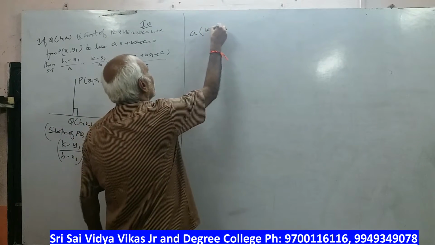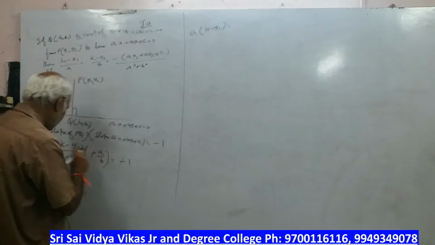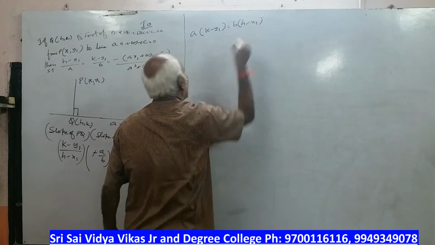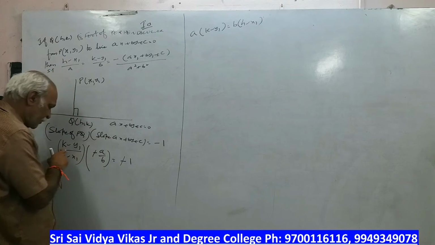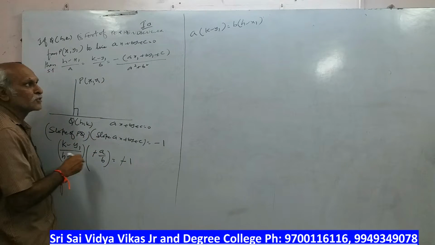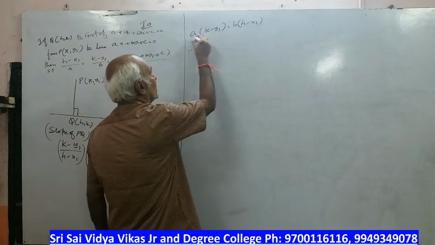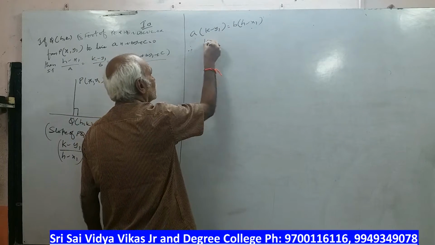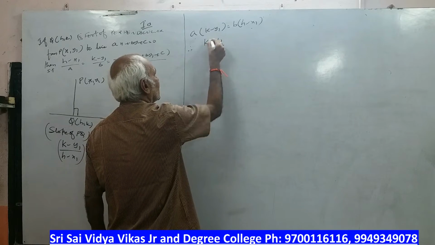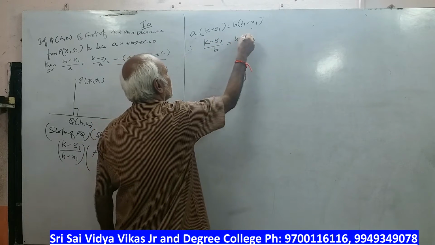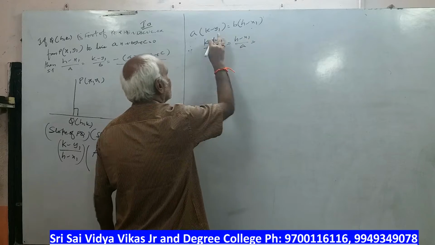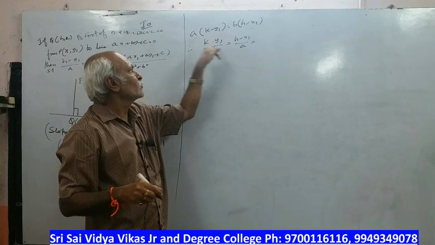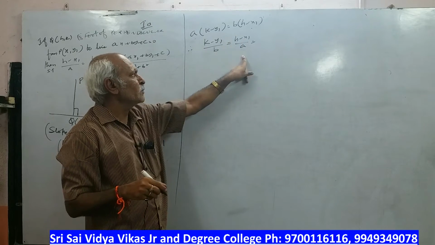So what will happen? a into (k minus y1) is equal to b into (h minus x1). Therefore divide by b here and a here. So (k minus y1) by b is equal to (h minus x1) by a.